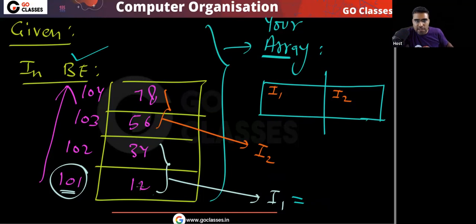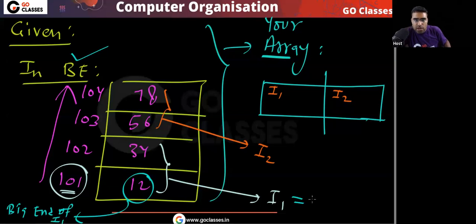You can see in the big endian, we start with the big end. Can I say this is the big end of I1? Yes or no? So I can say your I1 is actually like this, in hexadecimal. This is your I1. And what is your I2? Tell me. What is your I2?